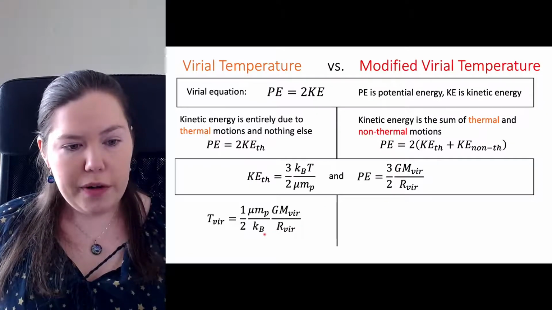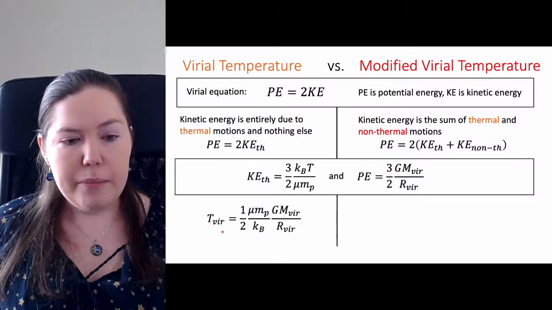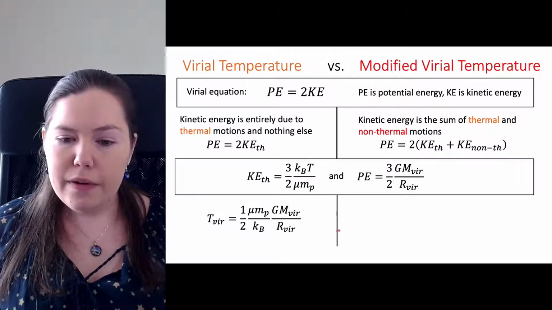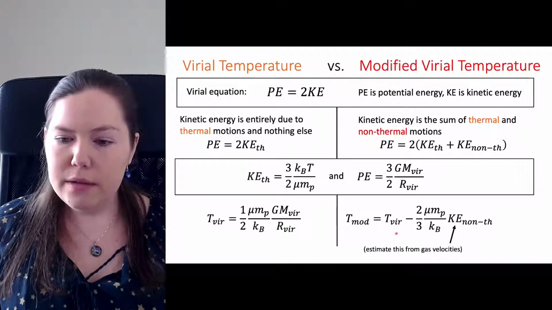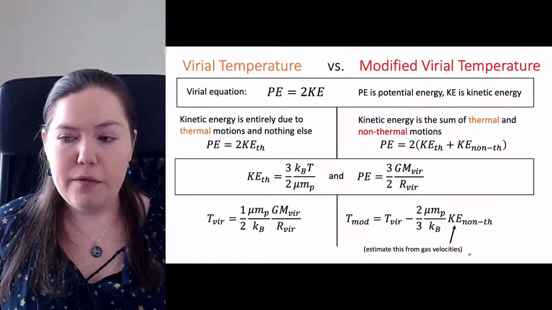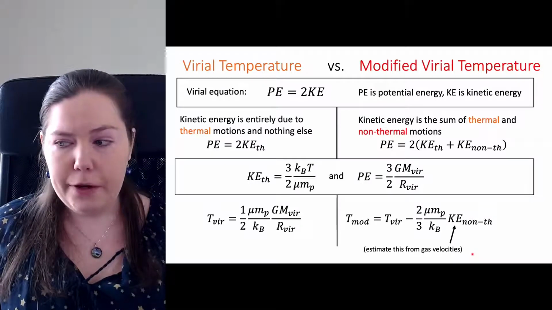For the standard virial temperature, this gives a temperature that depends only on the mass and radius of the halo, whereas for the modified virial temperature, the temperature does depend on those as well, but it also depends on this non-thermal kinetic energy term, which we can estimate from the gas velocities within the halo.